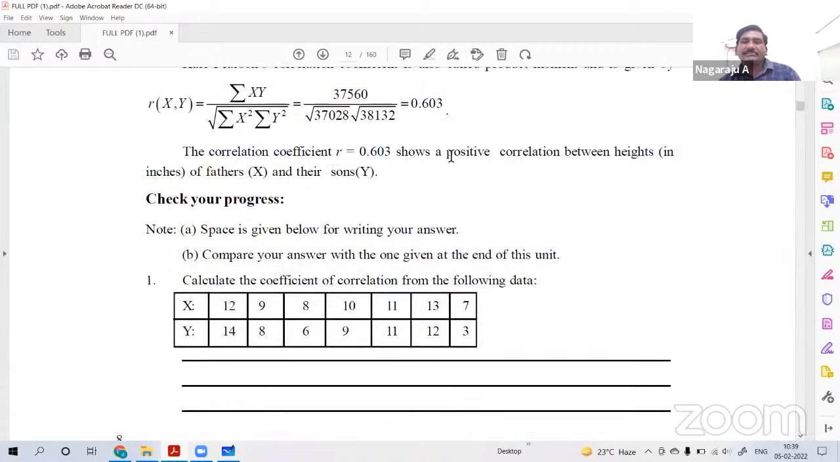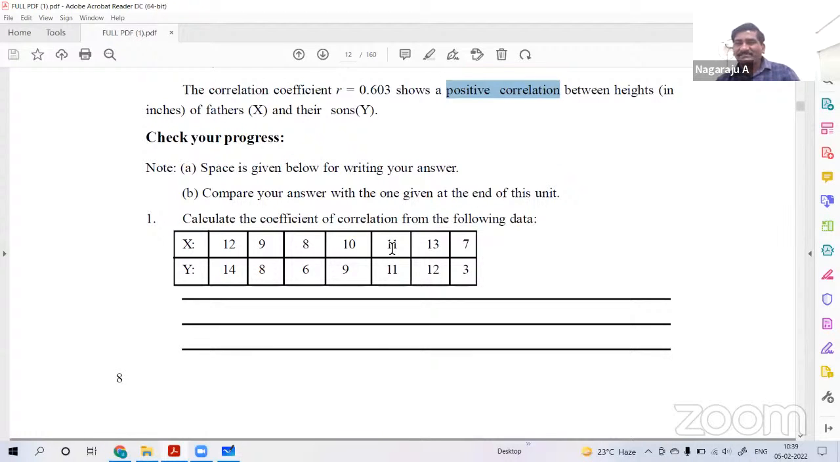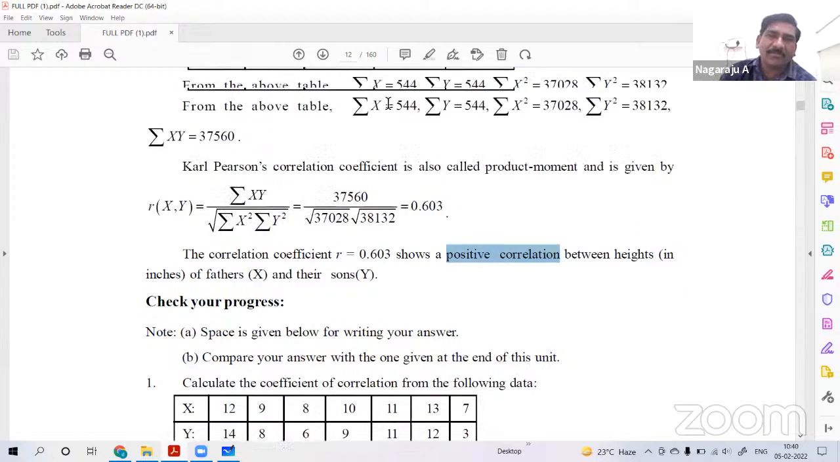It is called a positive correlation because it is more than 0.5. It is positive between X and Y, but not strongly correlated. Either the son or the father can do the work, there is no problem. Strongly correlated would mean the father and son doing the same work, both being more efficient. That is the only problem.